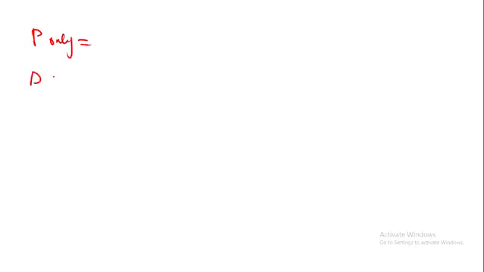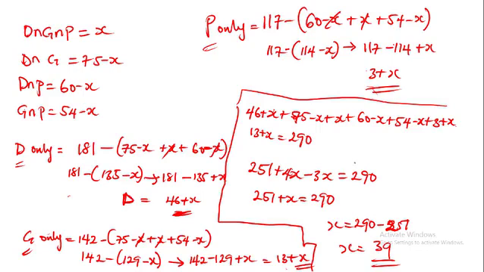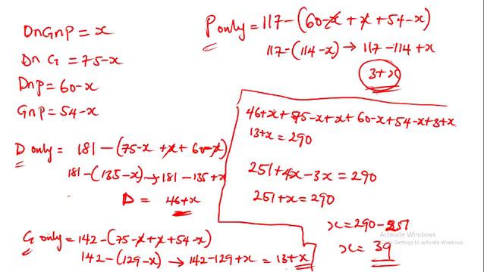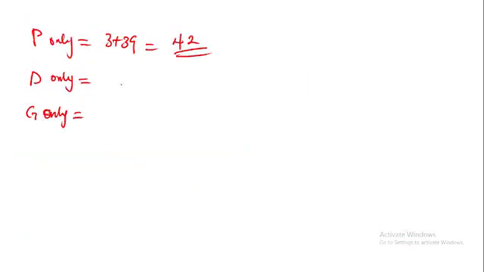Since we've now found the value of X, we need to find the real values of P only, D only, and G only. Remember we solved P only to be equal to 3 plus X, so that will now be 3 plus 39. Since our X is 39, 3 plus 39 will give us 42. For D only, we got D only to be 46 plus X, this is it here. So we have 46 plus X.